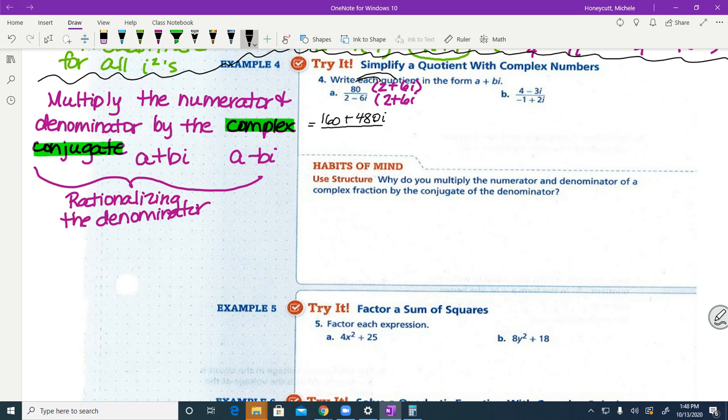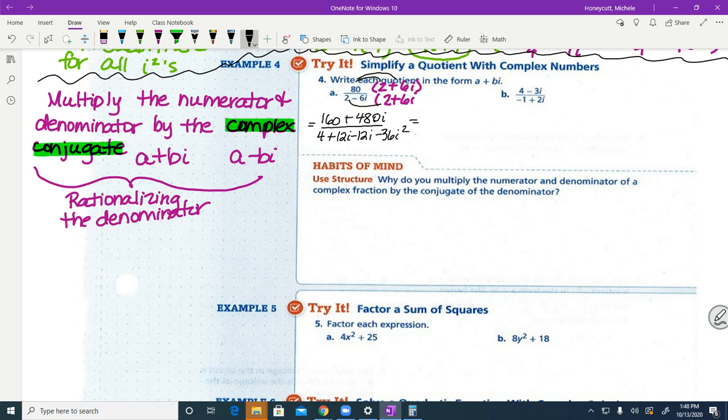Over, then I need to distribute down here. 2 times 2 is 4. 2 times 6i is plus 12i. Negative 6i times 2 is minus 12i. And negative 6i times positive 6i is negative 36i squared.